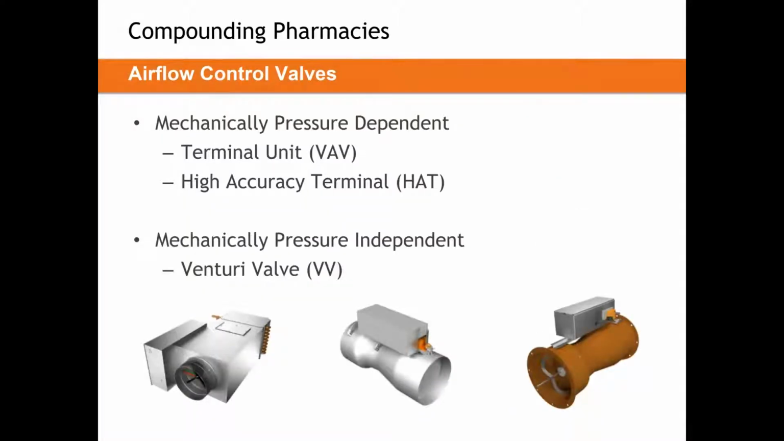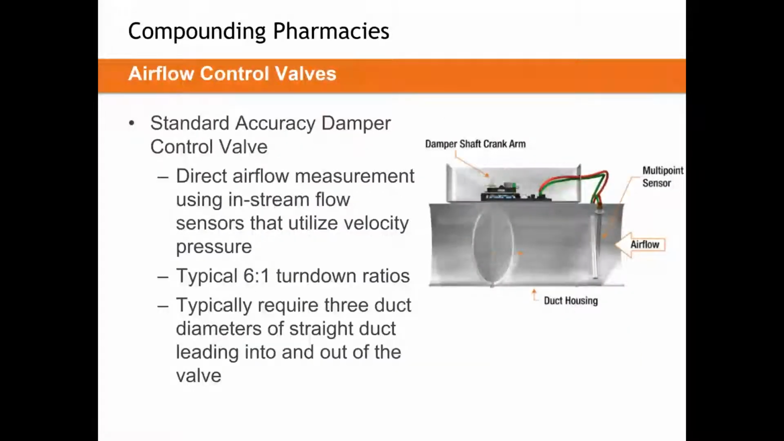These are decisions we need to make early in the design process, and we need to rectify that with what the building's current standard is, meaning what kind of pressure we actually have in these spaces to work with. So these are the three categories I lumped together here. Your average VAV box or terminal unit and a high accuracy terminal unit are grouped together as mechanically pressure dependent devices, and then there is the mechanically pressure independent Venturi valve. I'd like to describe a little bit how these each work.